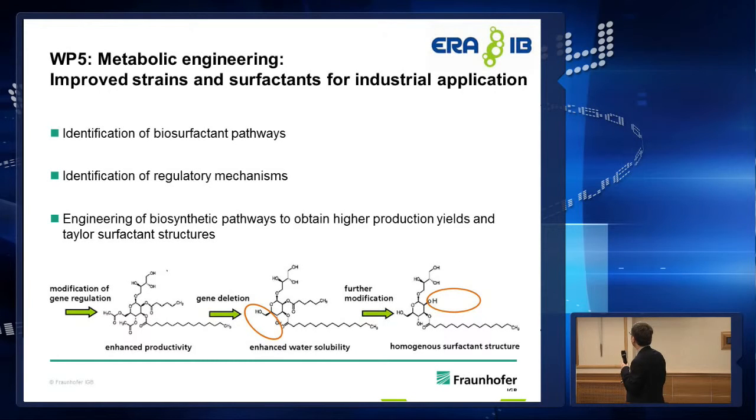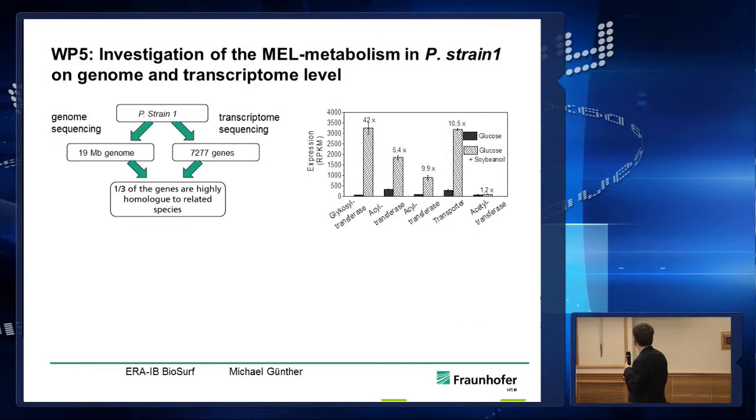Okay, work package 5, we looked at the metabolic pathways that are required to produce biosurfactants. And this was done mainly on Pseudozyma strains. Here we investigated one of the strains that showed the most promising profile of biosurfactant amount and composition on a genome and transcriptome level using next generation sequencing.